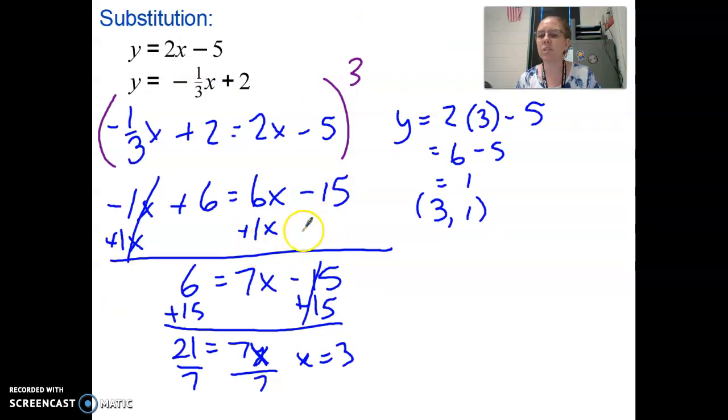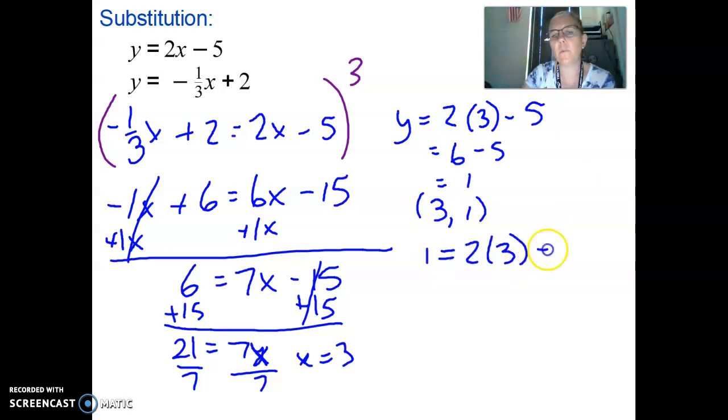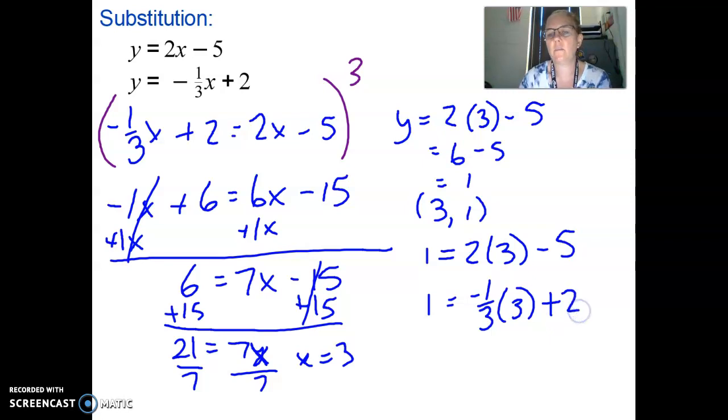So if I wanted to check this, I could check it by graphing. I just checked on my graph there. I could also check this one by substitution. So it makes both equations true. So I would have to substitute into both of my equations. So I'll substitute into the top one, and then I'll substitute into the bottom one. And if it doesn't make both equations true, I'll know I made an error.